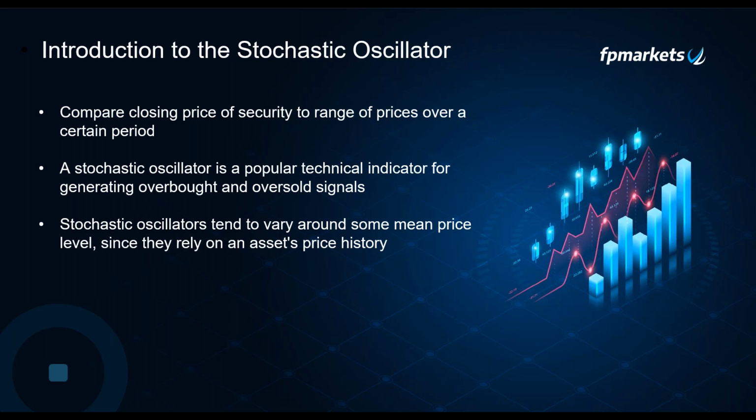How we can use this in our trading is that if you have, for example, a stochastics oscillator at a really high number, let's say 97, and it's above the 80 range, this potentially translates to price being overbought. What we want to look for is an exit of the overbought region, where we could potentially see a reversal. Again, we will hop onto the chart and I will show you live examples. Stochastics oscillator tends to vary around some mean price level, so they rely on the asset's price history.